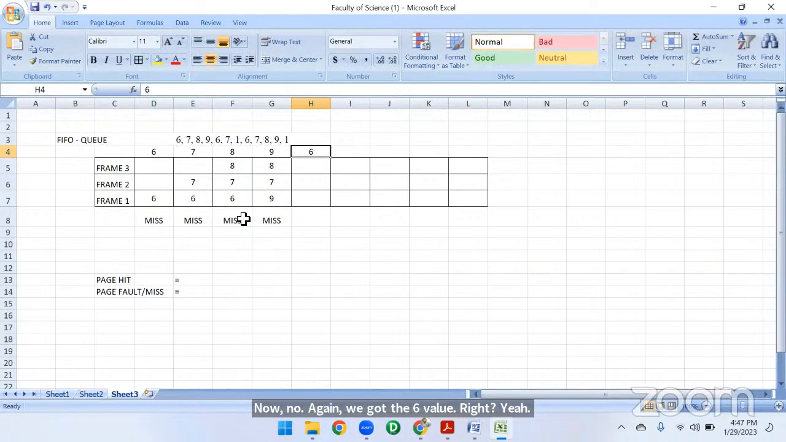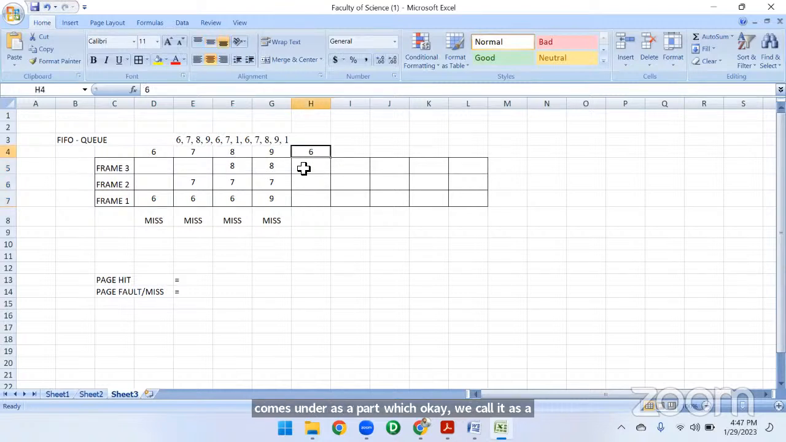Actually, here what happens is, if this value is present in the memory, suppose this value is present in this memory, then that is called a hit ratio. I mean, it is hitting the same value. The same value is already present in the memory, so it is hitting the same thing. But if it is not available, then it comes under a fault page. We call it a fault page or miss page.